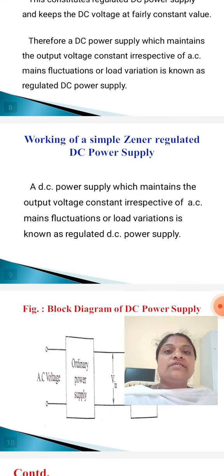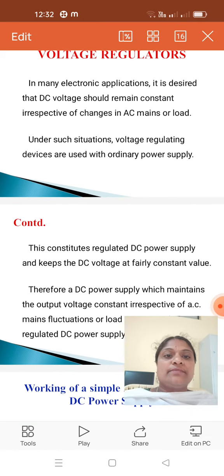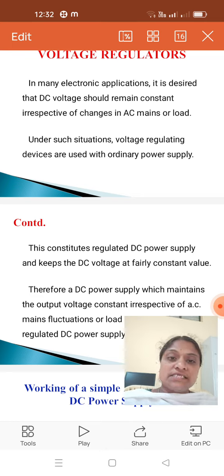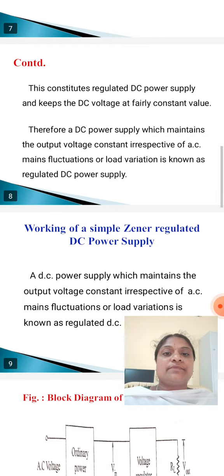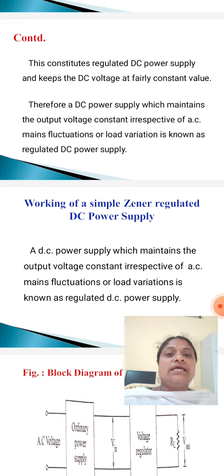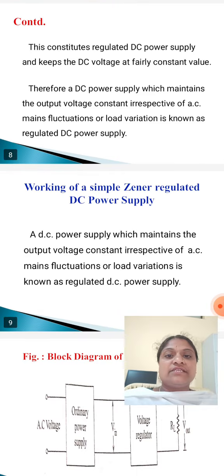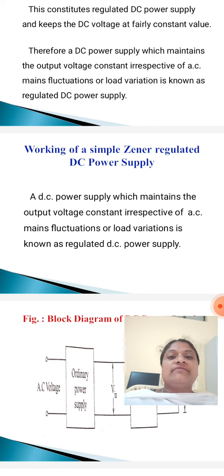I repeat this point. In many electronic applications, it is desired that the DC voltage should remain constant irrespective of changes in AC mains or load. Under such situations, voltage regulating devices are used with an ordinary power supply. This constitutes a regulated DC power supply and keeps the DC voltage at a fairly constant value. Therefore, a DC power supply that maintains the output voltage constant irrespective of AC mains fluctuations or load variation is known as a regulated DC power supply.